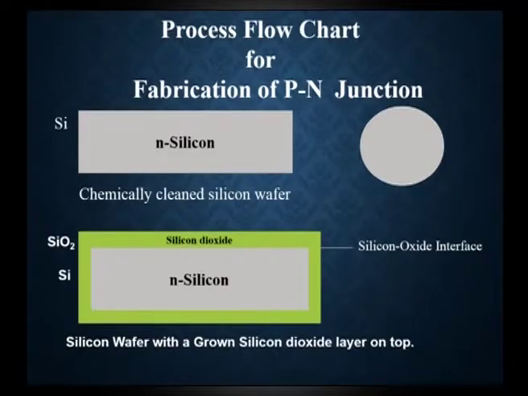So, we are going to study the process flow step by step now. For fabrication of a p-n junction, first we need a silicon wafer. This is the chemically cleaned silicon wafer. Now we give a silicon oxide layer: the silicon wafer with a grown silicon dioxide layer on top. When it is exposed to oxygen, a silicon dioxide layer is formed on the pure N silicon that we consider.